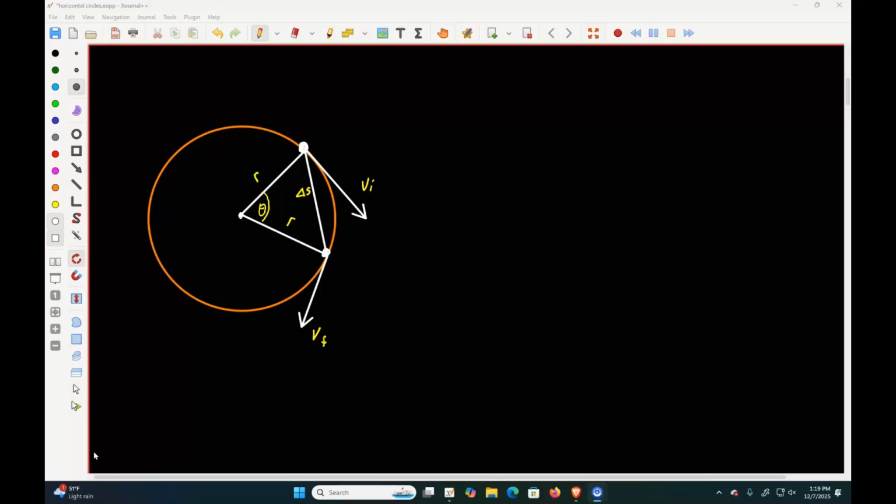Before we get started into this, we need to define some variables and talk about units. So I have an object going around in a circle, a horizontal circle. We'll let R be the radius measured in meters. S will be the displacement or distance traveled. The V's will represent velocity or speed as it's going around.